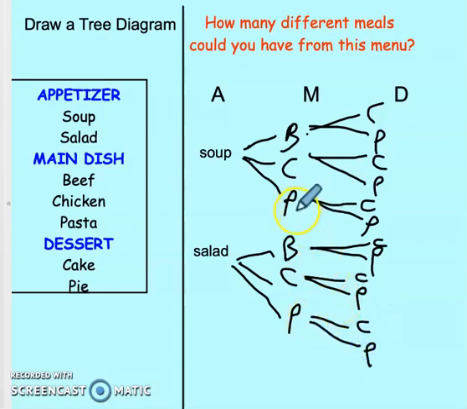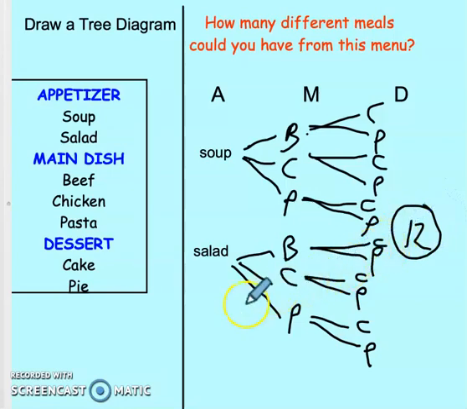Okay, so this one here represents getting soup, then pasta, then cake. This one here is getting salad, then chicken, then pie. So we end up with 1, 2, 3, 4, 5, 6, 7, 8, 9, 10, 11, 12 outcomes, which you may remember is what you got when you did this in the last lesson.